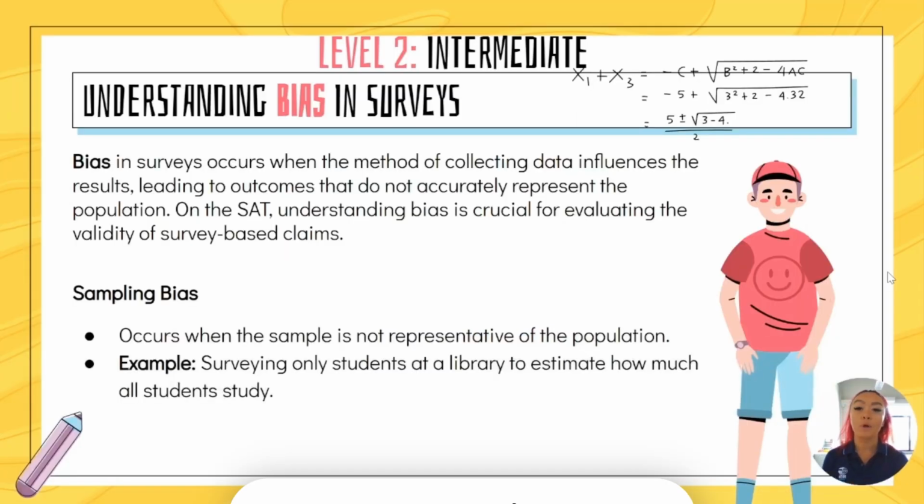In Level 2, we're going to understand bias in surveys. A bias in surveys occurs when the method of collecting data influences the results, leading to outcomes that do not accurately represent the population. So, sampling bias occurs when the sample is not representative of the population. An example would be surveying only students at a library to estimate how much all students study.